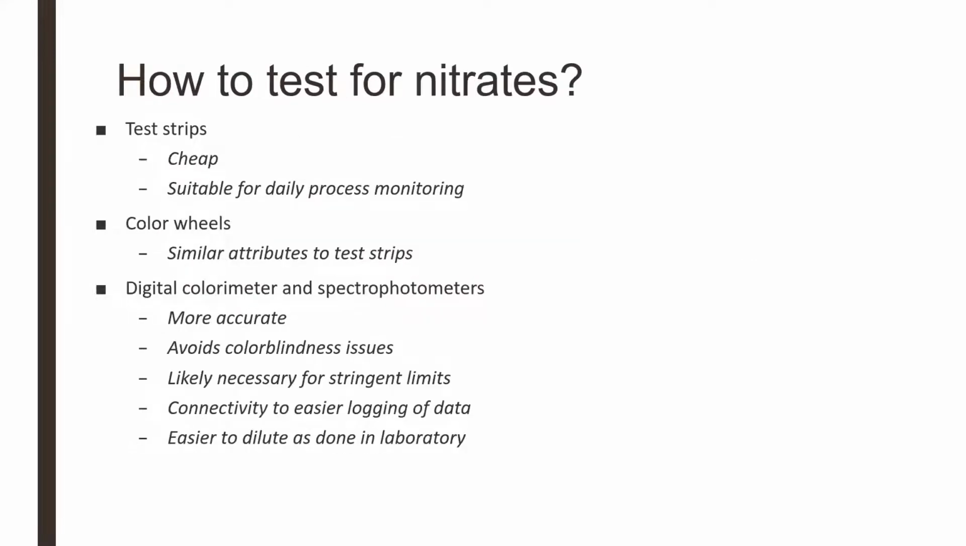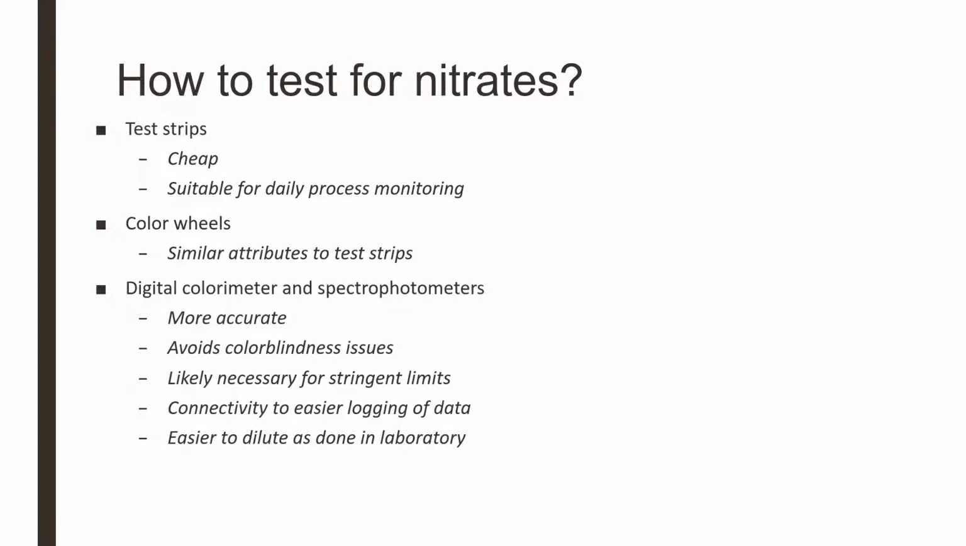So how do we test for nitrates? There's kind of three broad manners to do it. So there's test strips. These are pretty cheap. You buy a little packet of them, and you dip it in the water and typically you wait for a certain amount of time. These can be pretty suitable for daily process monitoring.